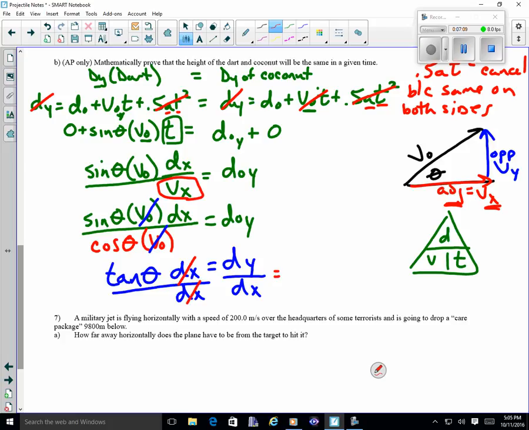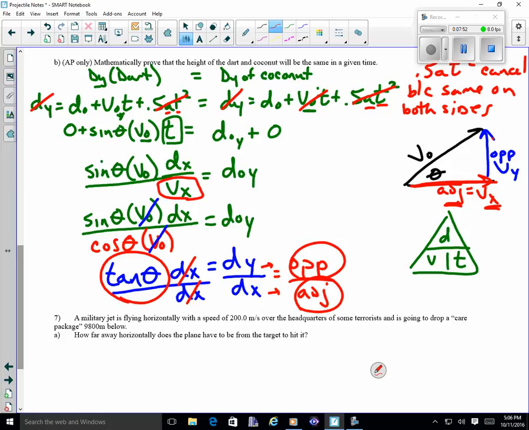Now, here's how I know that I proved that if I aim the dart at the coconut, I will hit it. dy, the distance in the y direction, isn't that the same thing as the opposite side? And isn't the dx, here's your dx down here, the same thing as the adjacent side? And what does tangent equal? Opposite over adjacent. So you just proved that if you aim the dart at the same angle as the can or the coconut or whatever you're shooting, we saw a can in the class, then you always hit it.